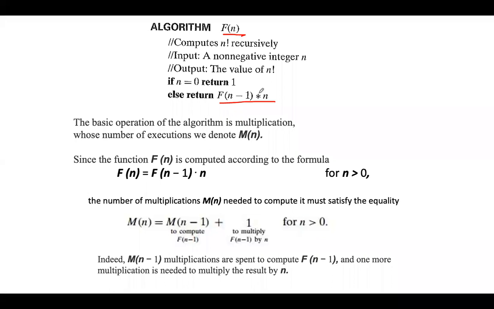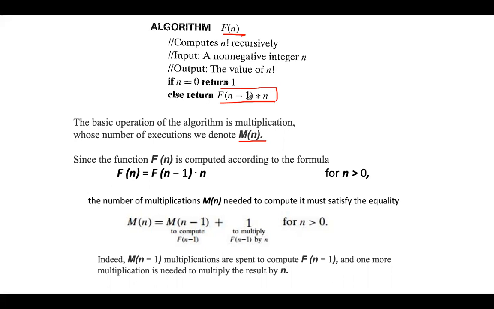F of n minus 1 into n. The basic operation, you can see here, is the basic operation of this algorithm. The basic operation of this algorithm is multiplication, and the number of times it will be executed is represented by M of n. The number of times this entire operation is executed is represented by M of n.